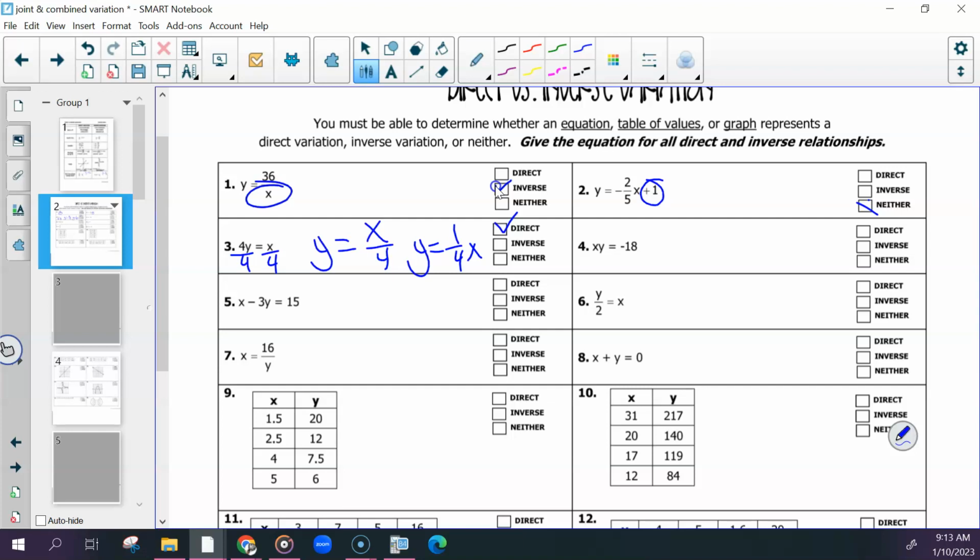It is inverse. So if you notice that it's in this format and you're multiplying x and y together to equal a number, you don't have to change it. It's already inverse. Then we're going to skip around a little bit.